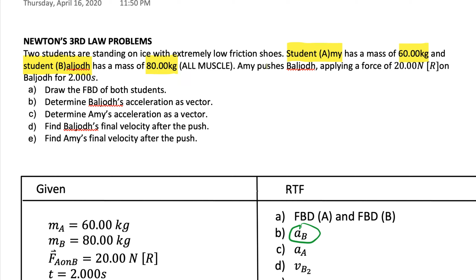Now, Amy pushes Balja. So this is the force of Amy acting on Balja, and it is with a force of 20 newtons to the right. And she applies this force for 2 seconds. So Balja is experiencing a force of 20 newtons to the right. But according to Newton's third law, Balja will be producing an equal but opposite force on Amy towards the left.